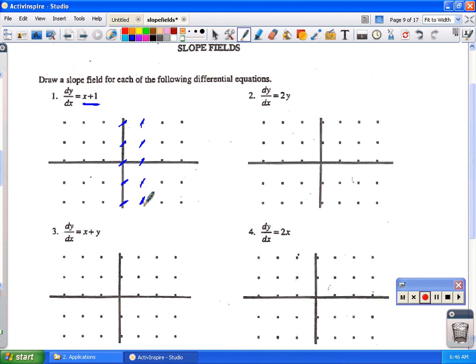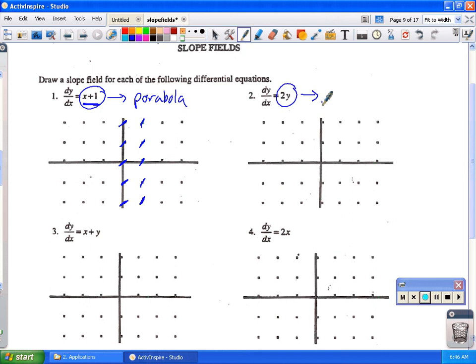And so that's all you're going to do, fill in the slope field and see if you can figure out what it's generating. Hopefully you can think ahead: if we were to find the antiderivative of this, since it's linear, it would take us back to a parabola, and we should see a family of parabolas forming in our slope field.